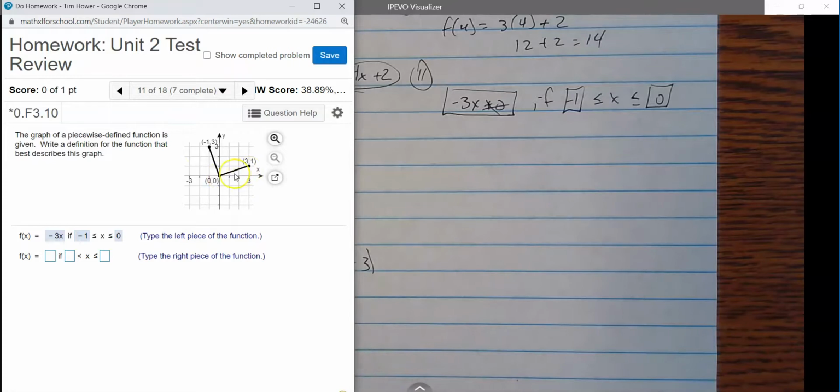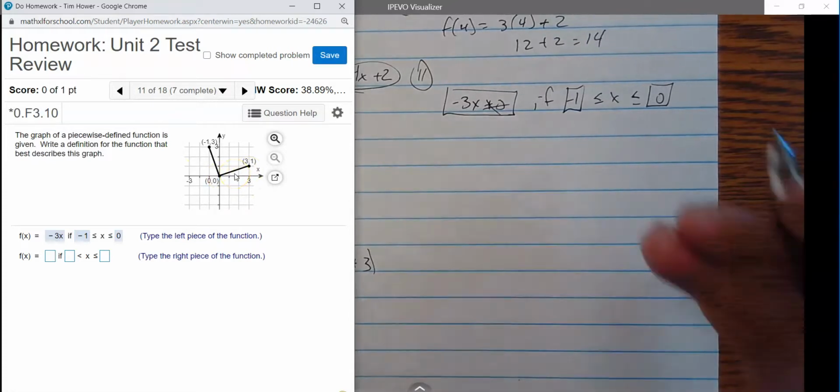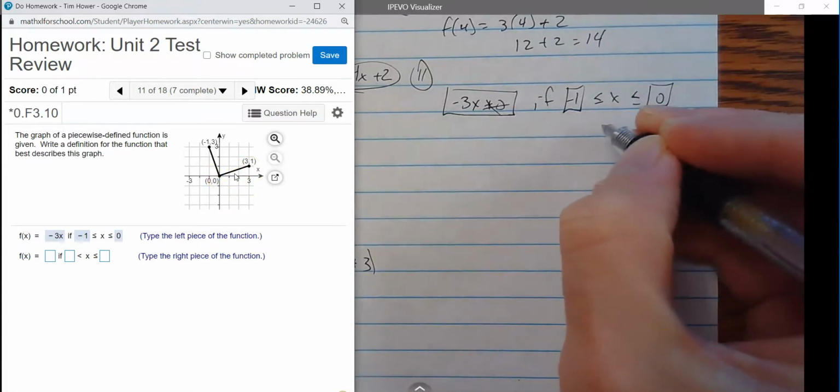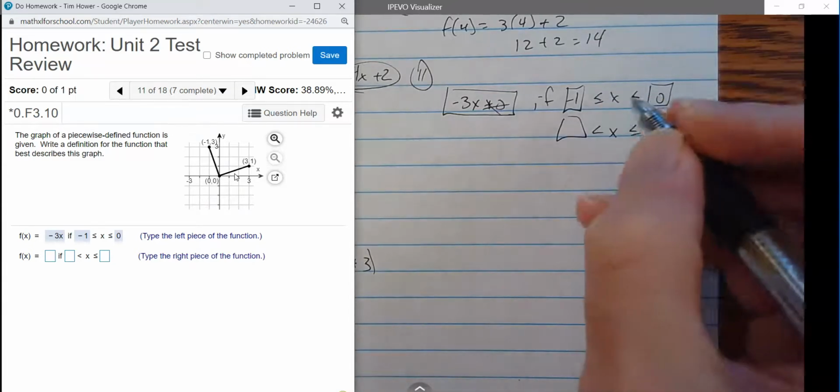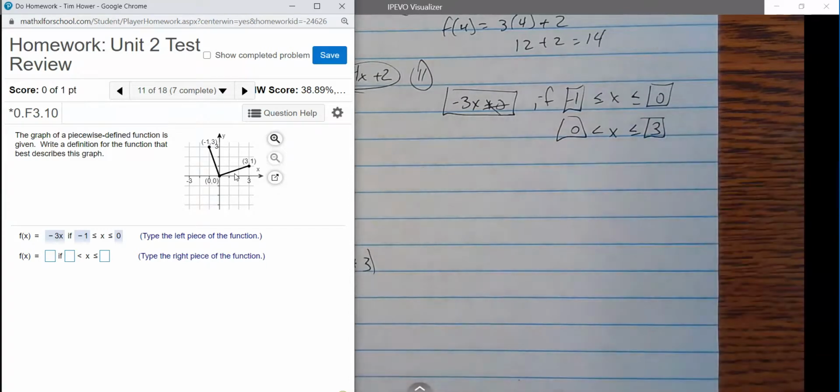Then the right leg, its x values. So from what to what? It goes from 0 to 3. So those are the x values you plug in. So here's 0 over to 3. So I'm just thinking horizontally, this is from 0 to 3.